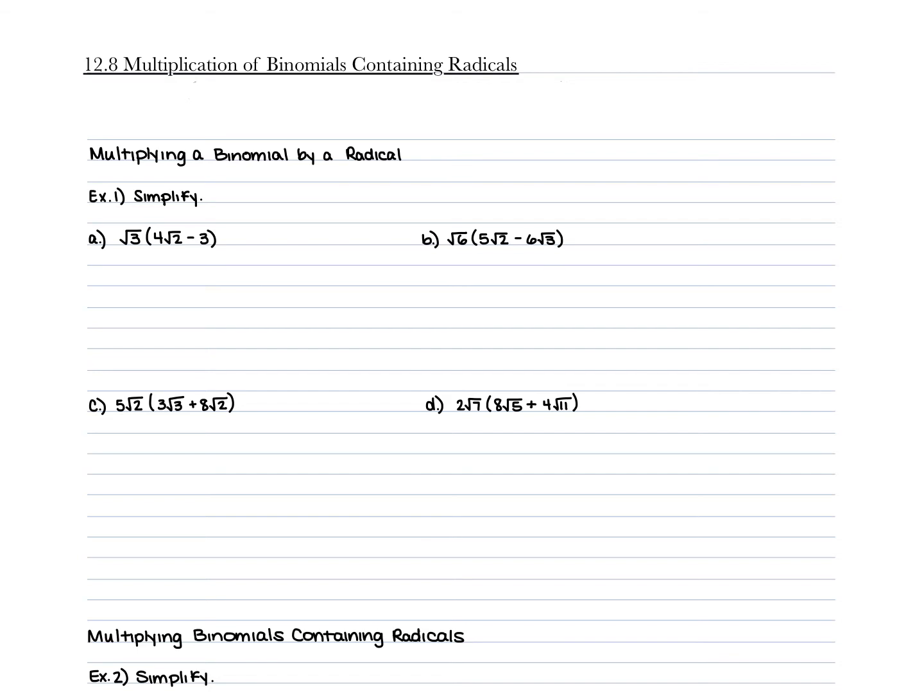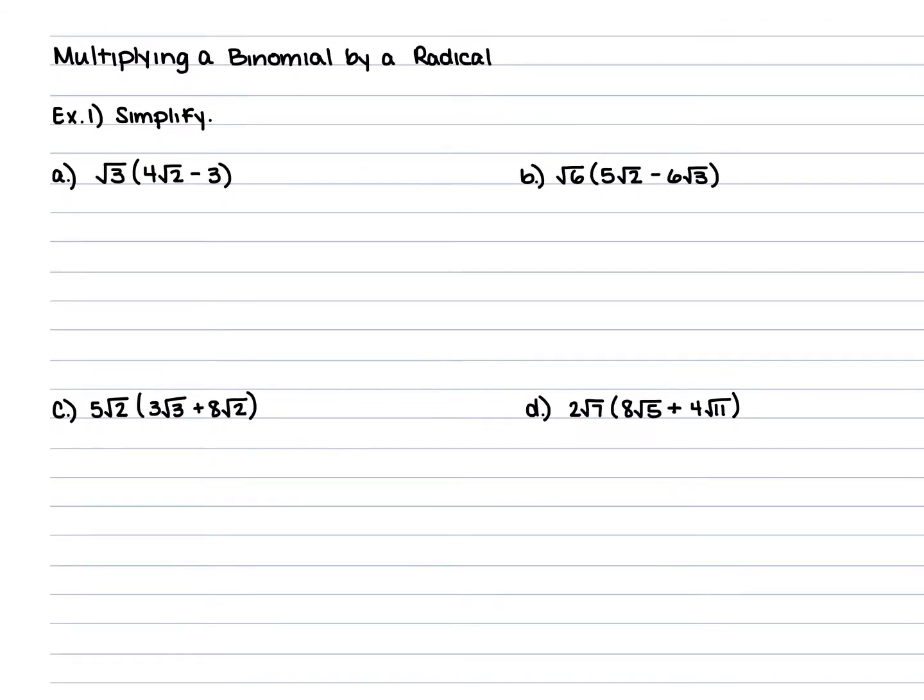If we look at example 1a, we have the square root of 3 times 4 square root 2 minus 3. We're going to distribute this square root 3 into the set of parentheses. So we're going to do the square root of 3 times 4 square root 2, which gives us 4 square root 6, and the square root of 3 times negative 3, which is negative 3 square root 3. You cannot do anything else with this. It doesn't simplify, so you leave it as it is.